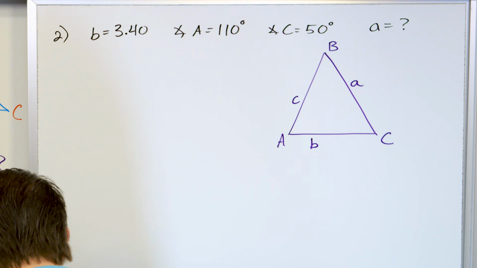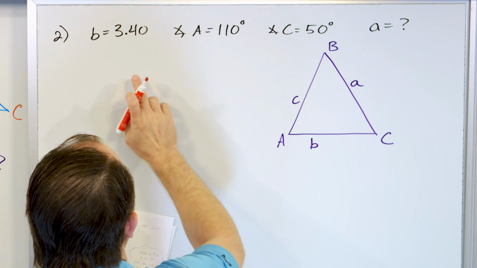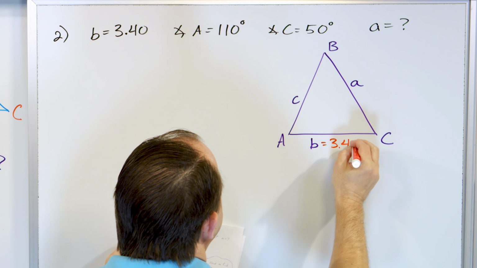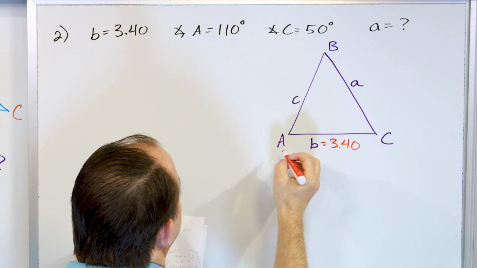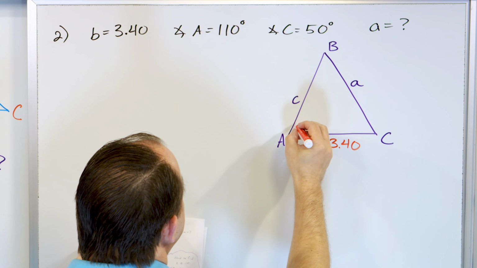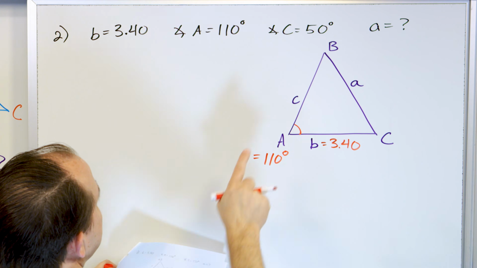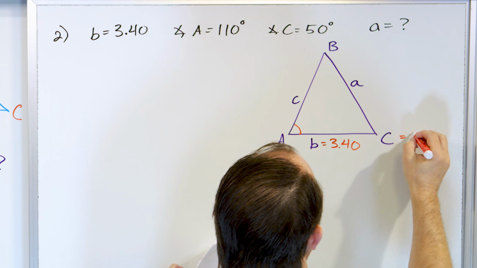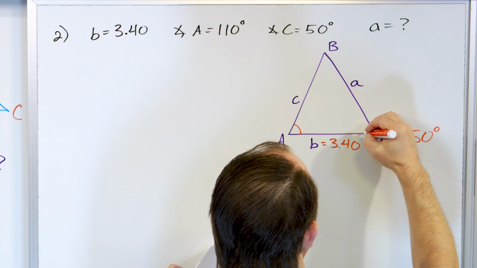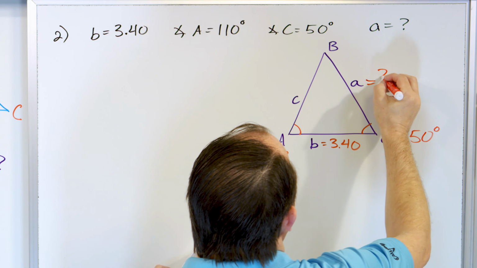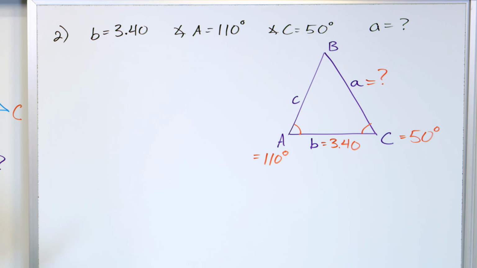And so now we're going to put down what we know. From our problem, we're told that side B is 3.4. So 3.40. We're told that angle A is 110. So I'm going to go down here. I'll put a little angle marking here. 110 degrees. That's what this angle is. Angle C, this one, 50 degrees. So I'm going to put that here. And that angle is this one. And that's it. Now I'm trying to figure out what this one is. So I'll put a little question mark there by side A.